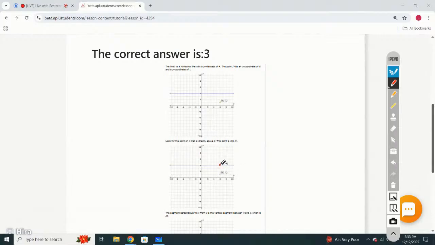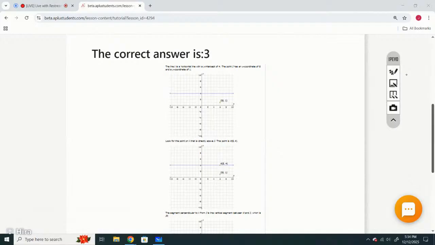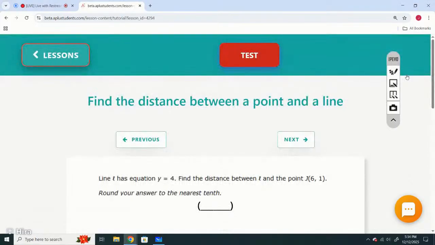Here is the point (6, 1) and here is the line. So just make a point on the line and then calculate the distance. So the distance is 3.